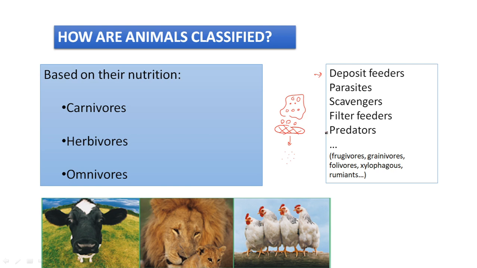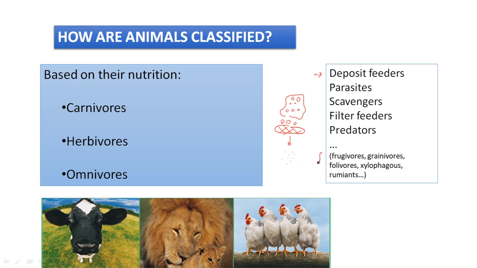Also, we can find predators. Predators are those animals that feed on other animals by hunting them. For examples, well, you can find lions or cheetahs or wolves, dogs. Those animals are predators.